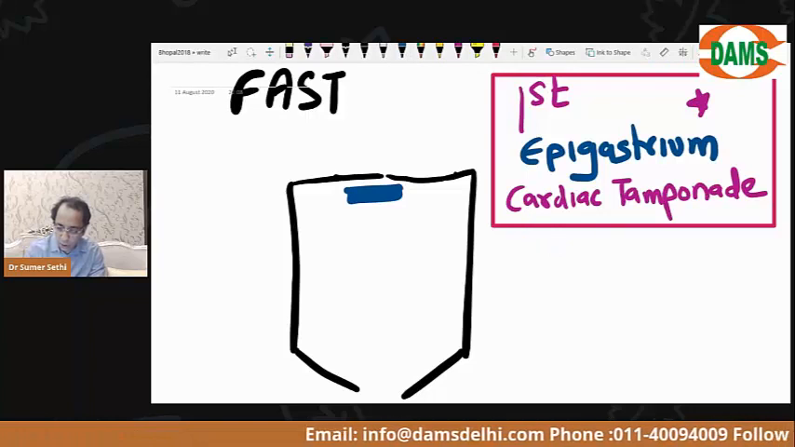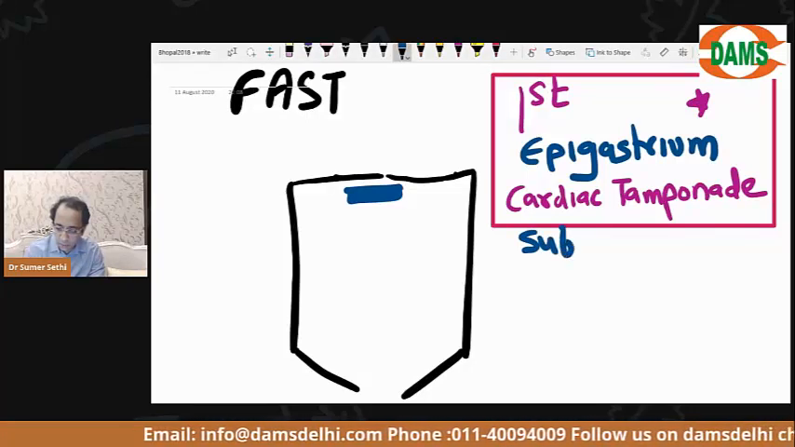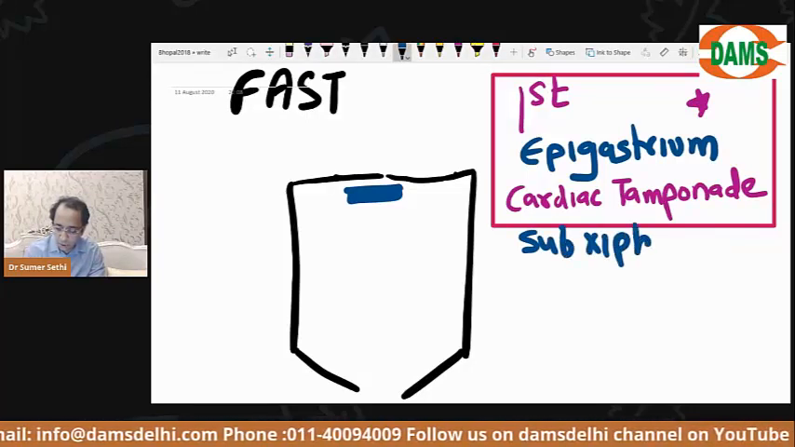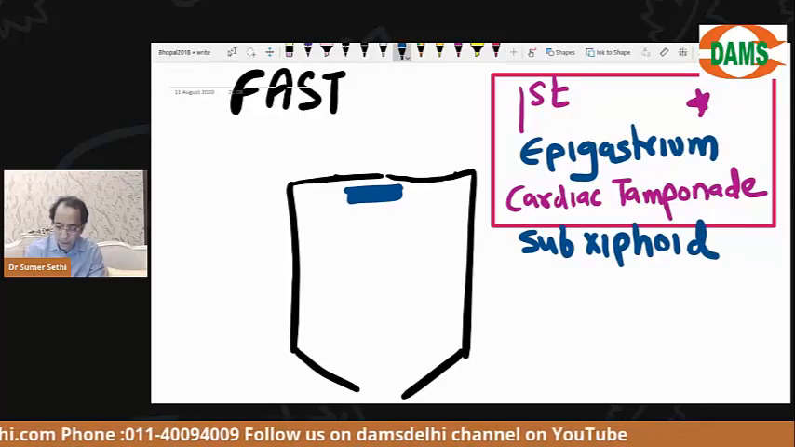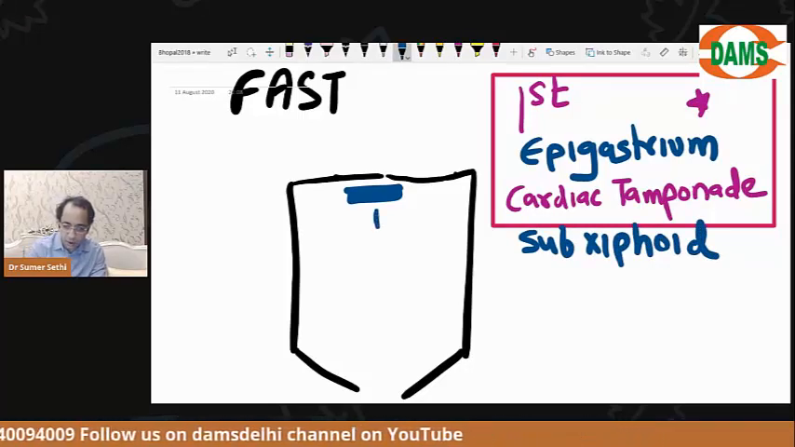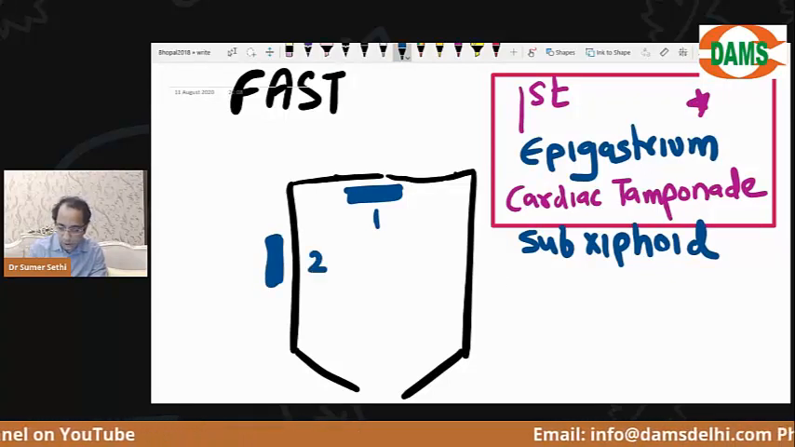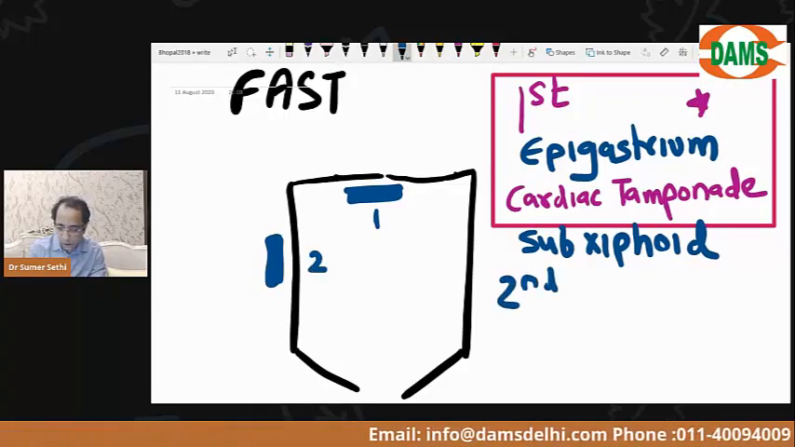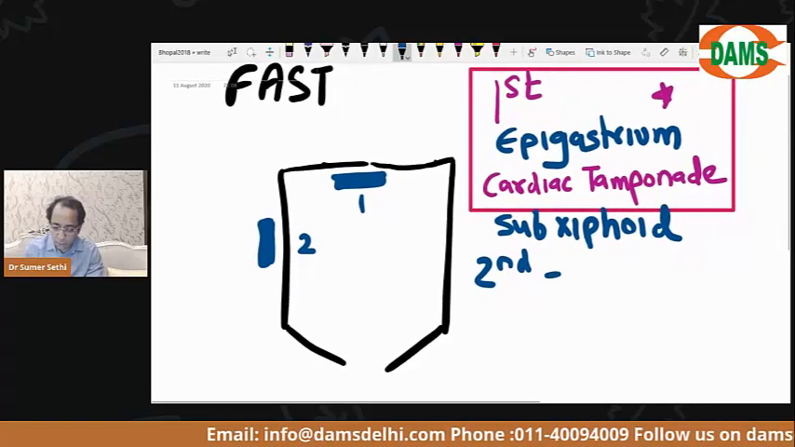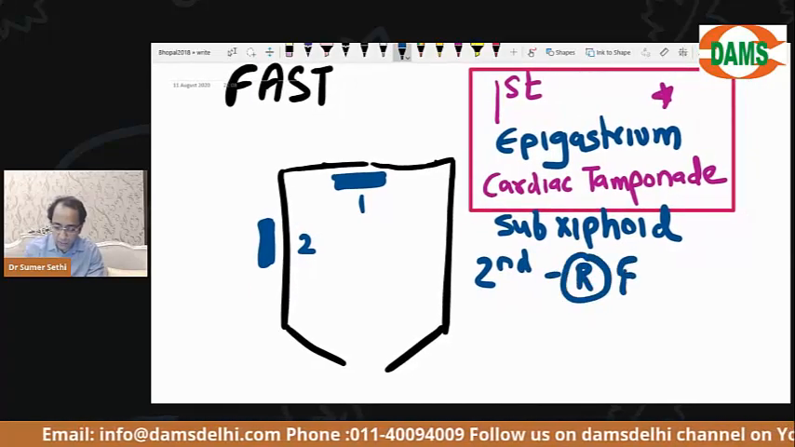So it can also be written as sub-xiphoid. That is the first position. Second, we keep the probe at the right flank.